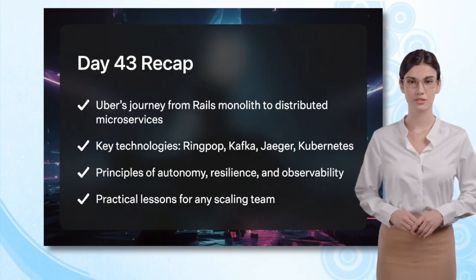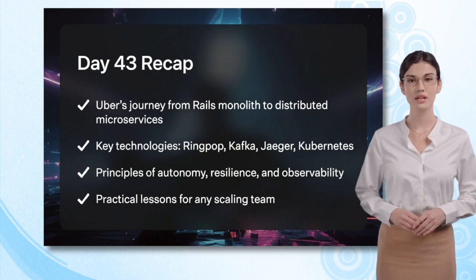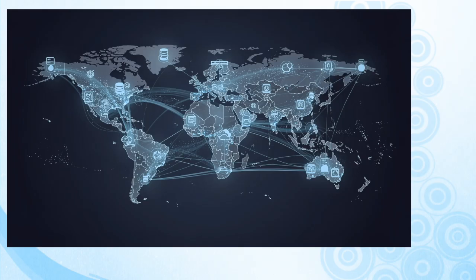Day 43 of the 50 Days Software Architecture class, Uber Case Study, Evolution from Monolith to Distributed Systems. We analyze how Uber scaled from a Ruby on Rails monolith to a global distributed platform, using Ringpop, Kafka, Jaeger, Kubernetes, and advanced resilience patterns. Compare it with Netflix from day 42 and learn practical lessons for your own projects.